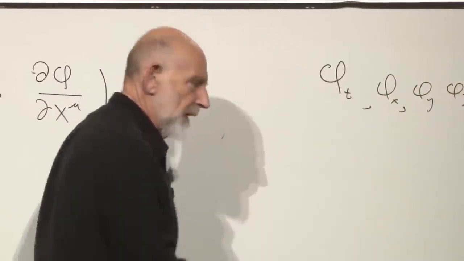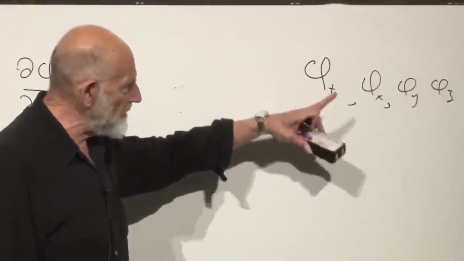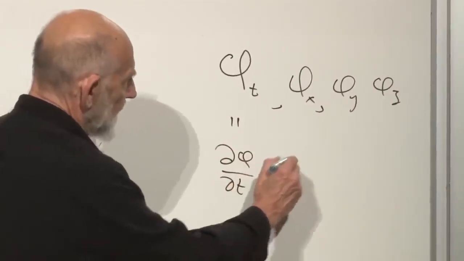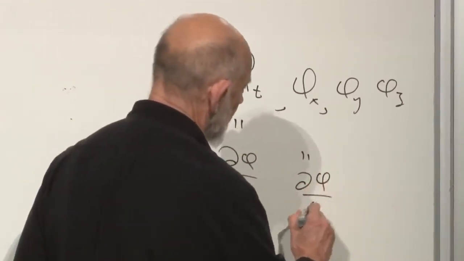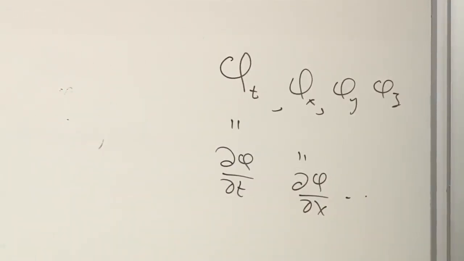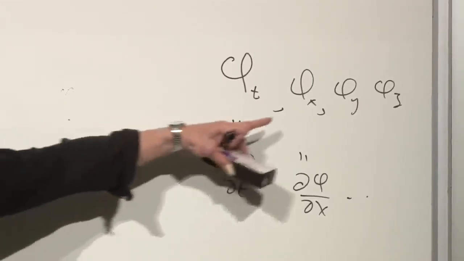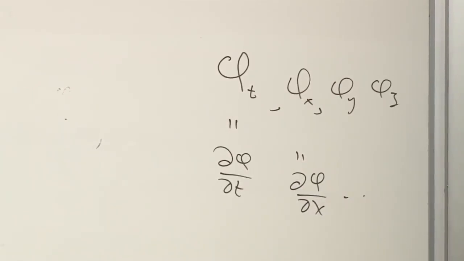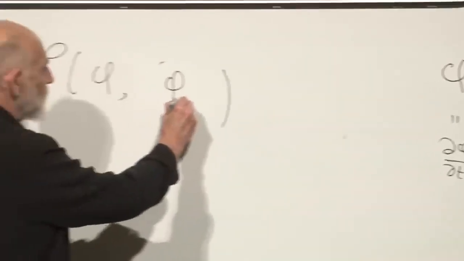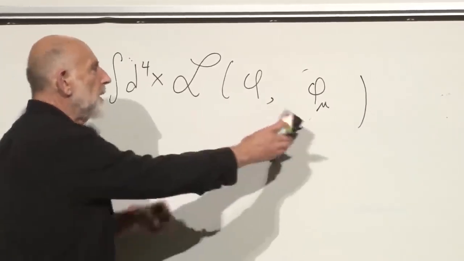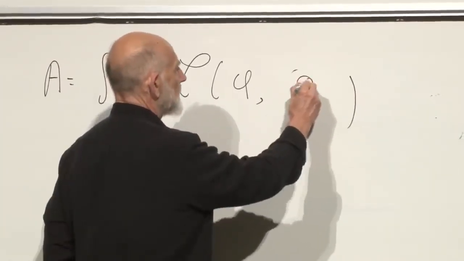And these things mean, by definition, the derivative of phi with respect to time. So this would be d phi by dt. This would be d phi by dx, and so forth. That's a more or less standard notation, to put a little t or an x or a y or z here. And we could, if we liked, write phi sub mu, meaning the derivative of phi with respect to x mu. But I won't. I'm going to leave it the way it is, d phi by dx mu.